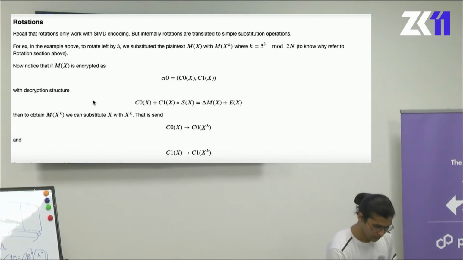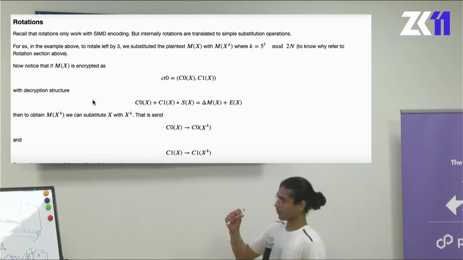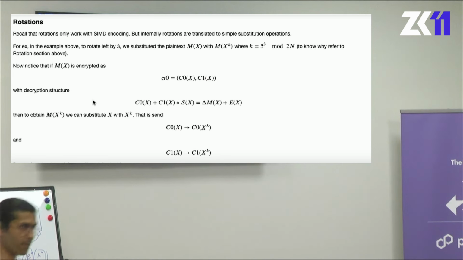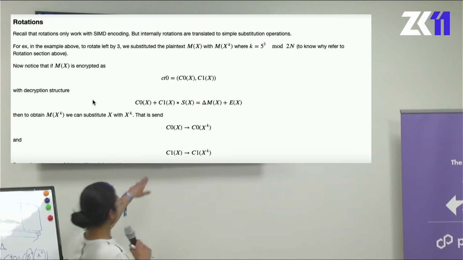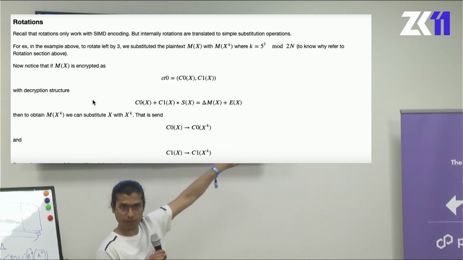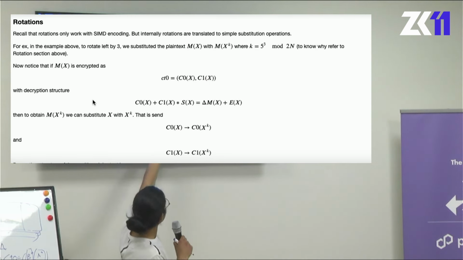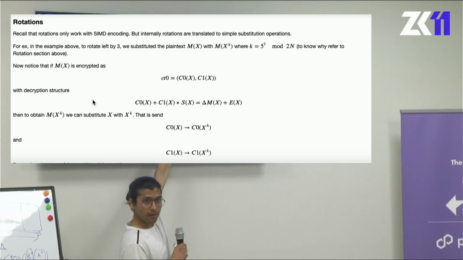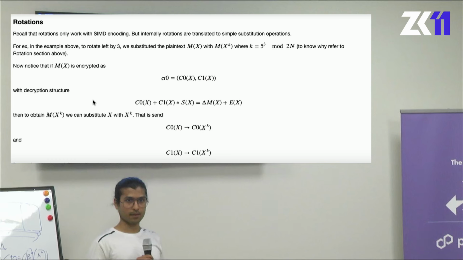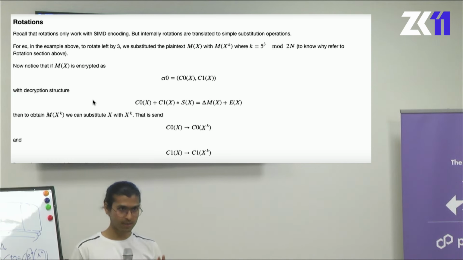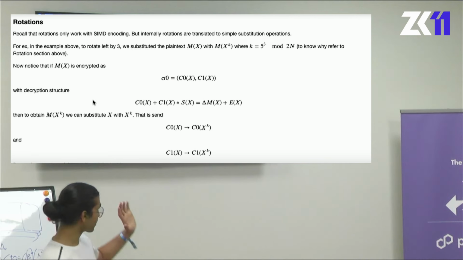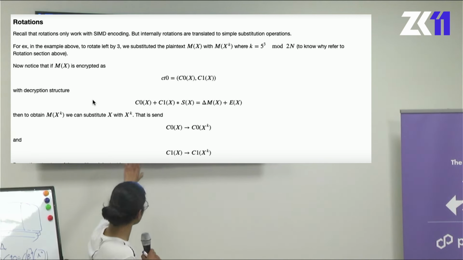Cool. So rotations. I would quickly run through them because we're running out of time, and I need to introduce a bit more things. For rotations, it's a simple key switching operation as well. So we rotate the ciphertext by a substitution operation. So if your initial ciphertext is this, right? You just substitute x with x to the power k. That's it. That's how you do rotations. You perform this substitution operation, and that's it.